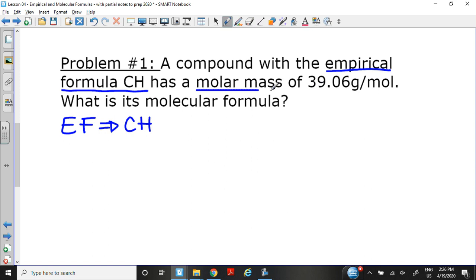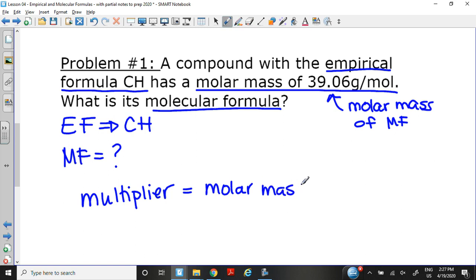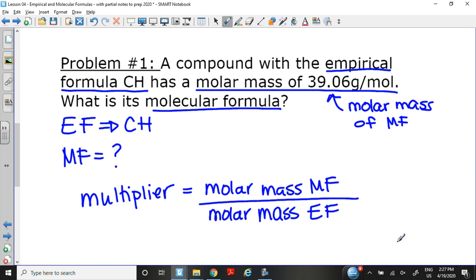Next piece of data. It has a molar mass of 39.06. Remember I just said, if you're given a molar mass, it's going to be for the molecular formula. So this is the molar mass of our molecular formula. And using that number, we need to find out what is our molecular formula. We don't know. So if we want to find out, we need the multiplier. So our multiplier, we said, has to be molar mass of our molecular formula, and we divide it by the molar mass of our empirical formula.